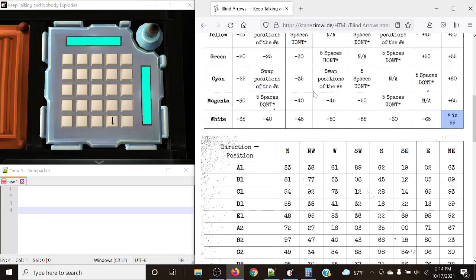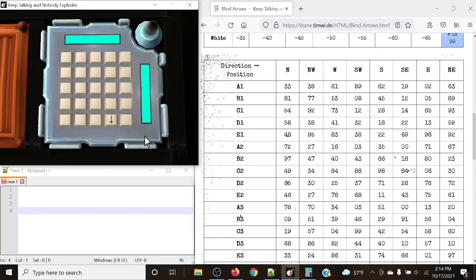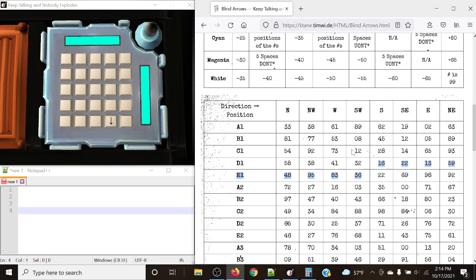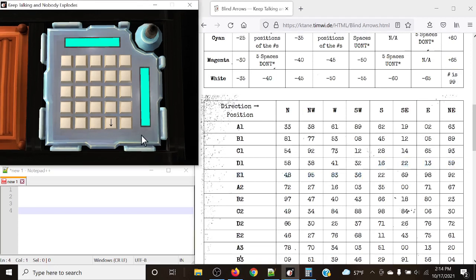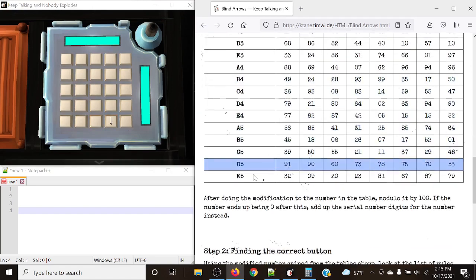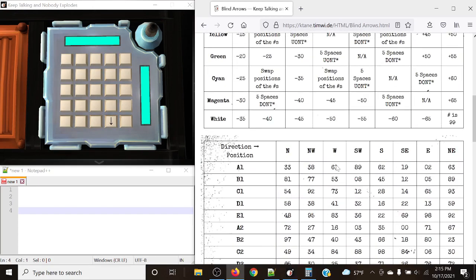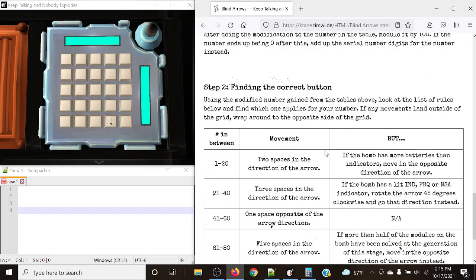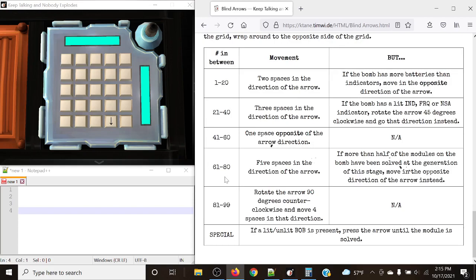So in this case, let's take a look at what our position is and what our numbers are, because we're not applying any rules in this case. The position is currently at Delta 5, and the arrow is pointing south in this case. Our number this time around is 78. 78 is going to be in this range right here. So our movement is going to be 5 spaces in the direction of the arrow.